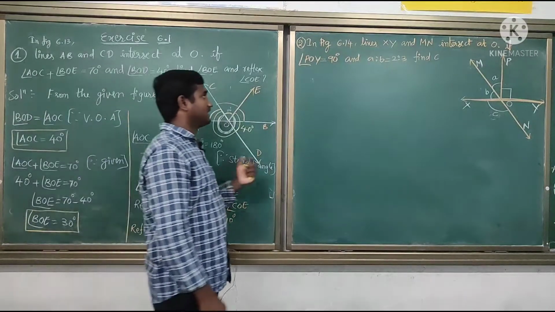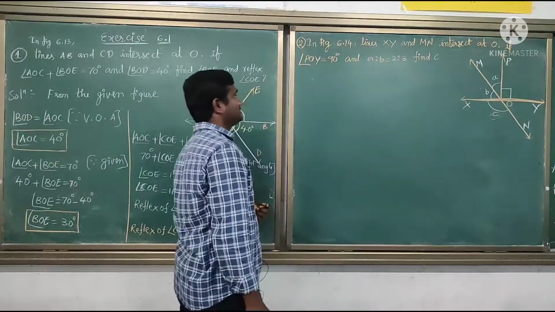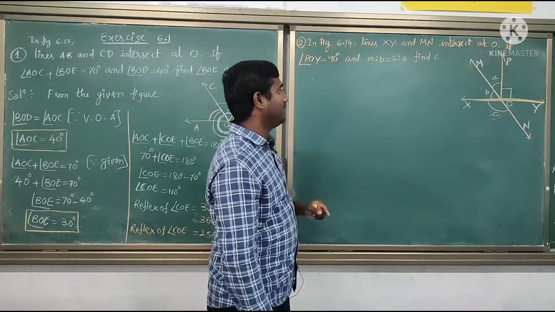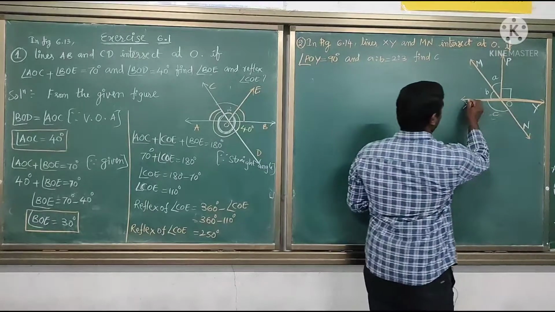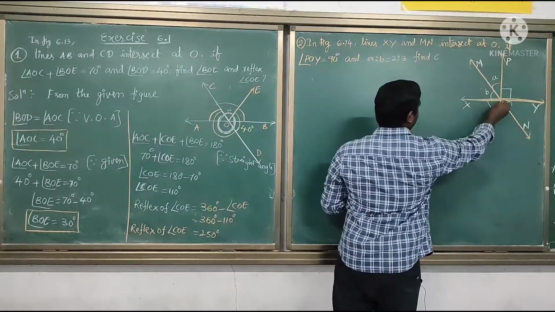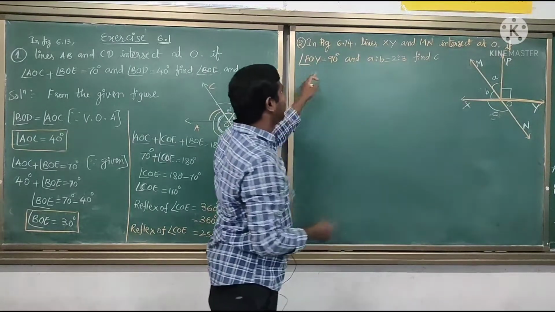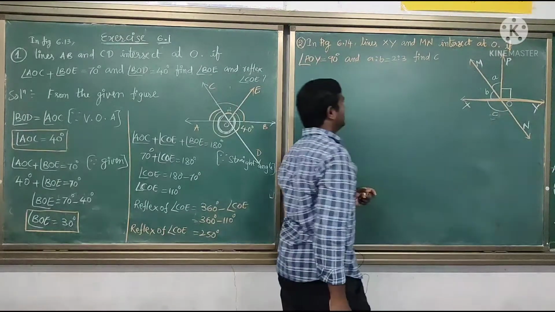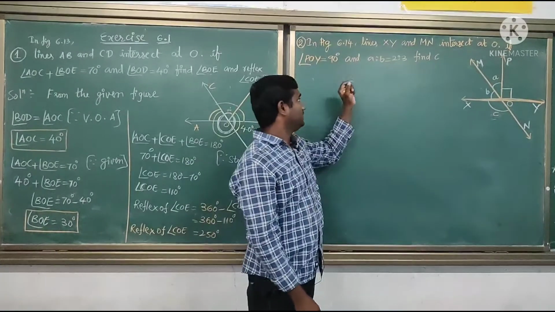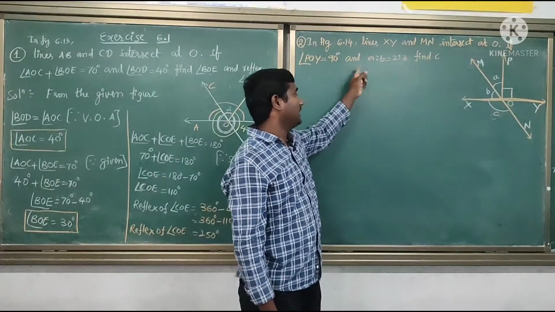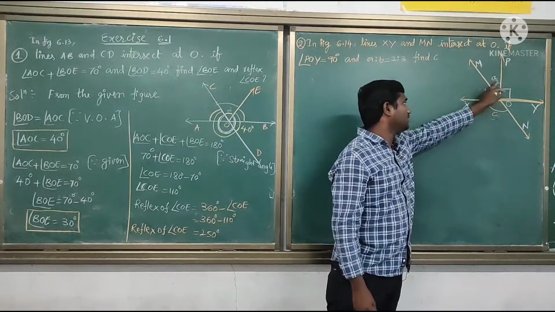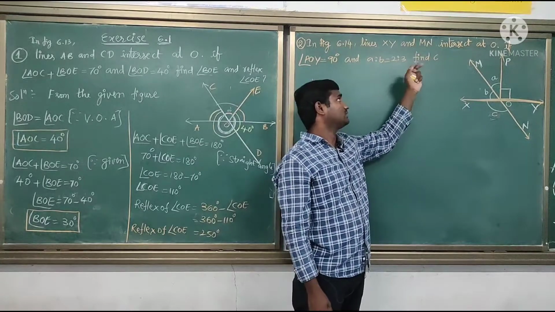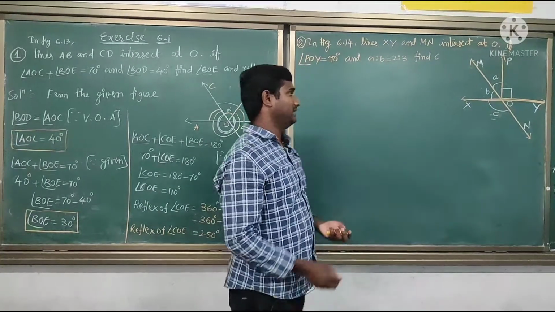Okay. Next, second question. In figure 6.14, they have given the figure. Lines XY and MN intersect at O, and POY equals 90 degrees. If angle POY is given as 90 degrees, and A is to B equals 2:3, these two angles are A and B. So that ratio is given: A is to B equals 2:3. Then find the value of angle C.